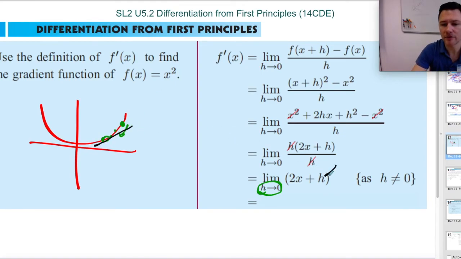And so what happens as h becomes 0? What's the slope? Well, it's 2x, as h gets closer and closer to 0. Cool. This piece here just means that h can't be 0 because it's in the denominator. But we can imagine what happens as we get closer and closer to it.